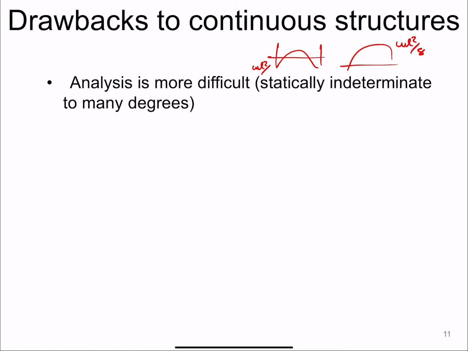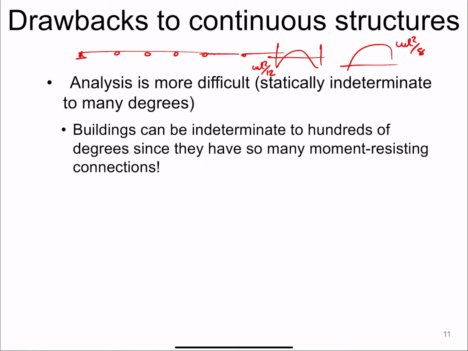WL squared divided by 12 here. So we know those values off memory, but what is the moment for a 10 span beam? That's a bit more difficult to get. And then you have to use load combinations. So it's not only one load scenario, but many, and then it quickly becomes quite interesting. So you have one beam which is continuous, and the building may have many. So buildings can be indeterminate to hundreds of degrees.